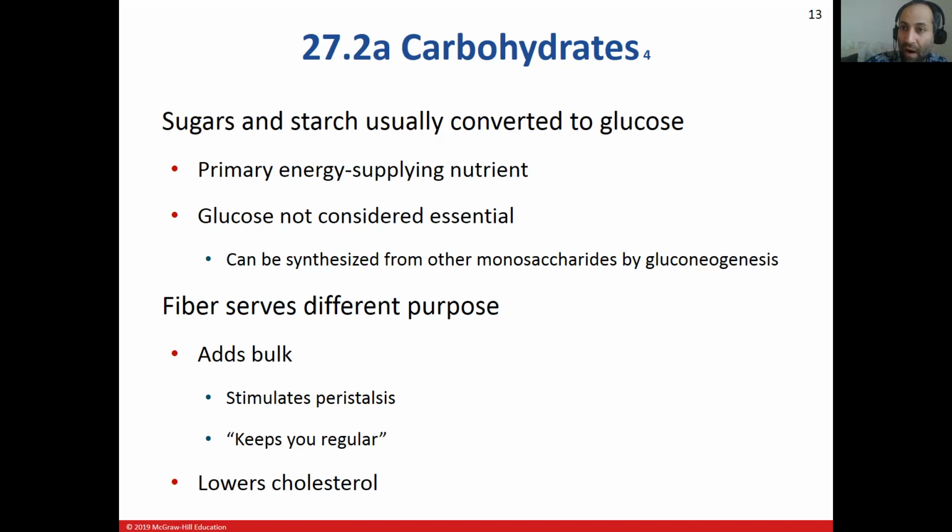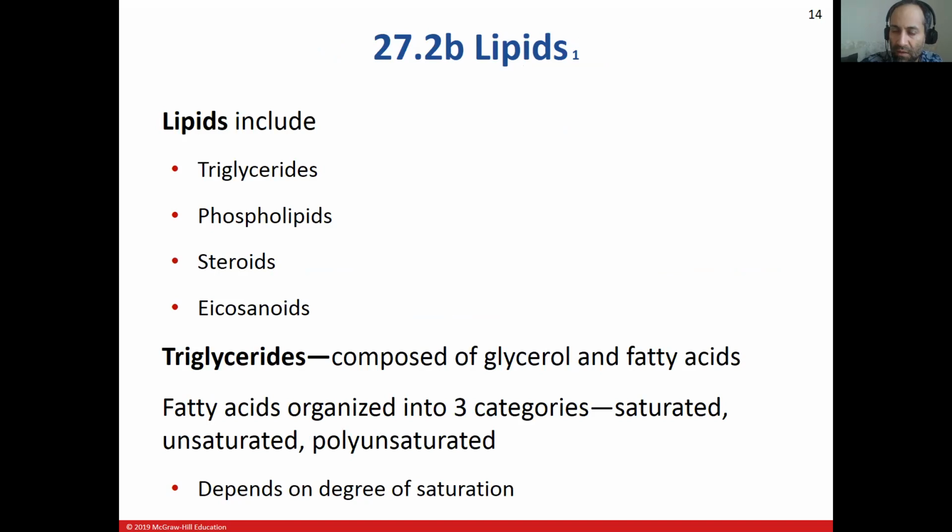So fiber prevents that. It also lowers cholesterol. How? It literally coats the cholesterol, the waxy fatty stuff from animals, and pulls the cholesterol out of the intestine when you go defecate. So it literally physically gets rid of the cholesterol as well. All right, next up we have fats or lipids. They come in these different types, as you can see, triglycerides, phospholipids, steroids, and eicosanoids. All right. Triglycerides is the most common storage form of fat.